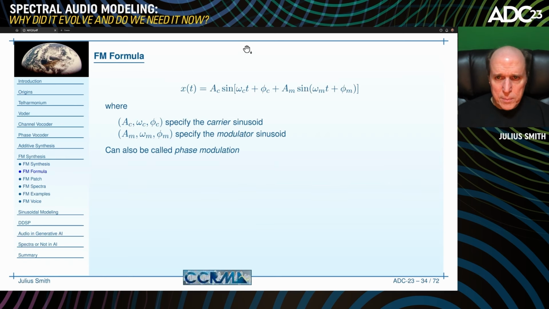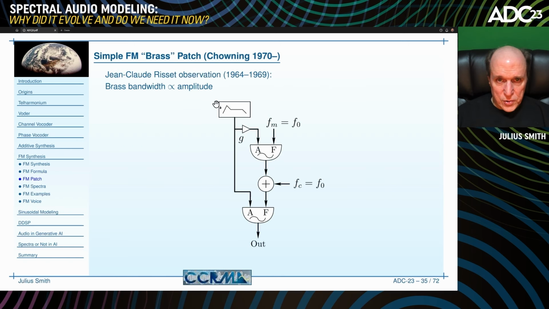So there's the FM formula. You have your modulating oscillator amplitude envelope. The amplitude of the modulator sets your FM index. There's your carrier frequency and amplitude, and out it goes. That's all there is to it. It's a very simple thing.